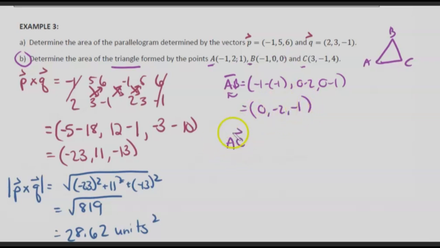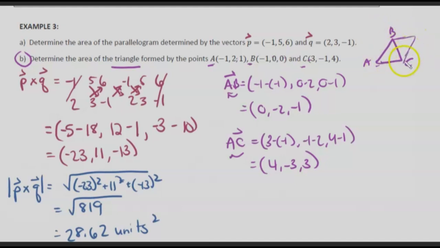Now let's find one more direction vector. Let's find AC. Direction vector AC is going to be C minus A, so 3 minus -1, -1 minus 2, 4 minus 1. So we get 4, -3, 3. Here's the thing: we don't need this third side. Remember, the law for the parallelogram and the law for the triangle is just that it's going to be half of it.